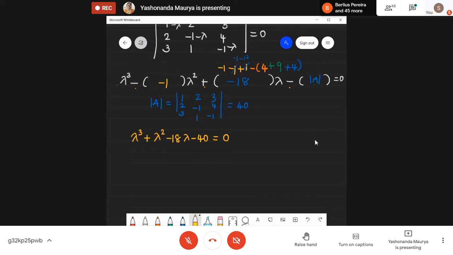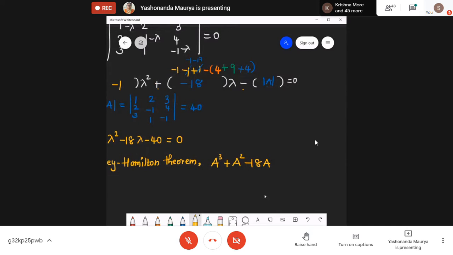Now what happens according to the Cayley-Hamilton theorem? By the Cayley-Hamilton theorem, what we have is A cube plus A square minus 18A minus 40I is equal to 0. Is this much clear?